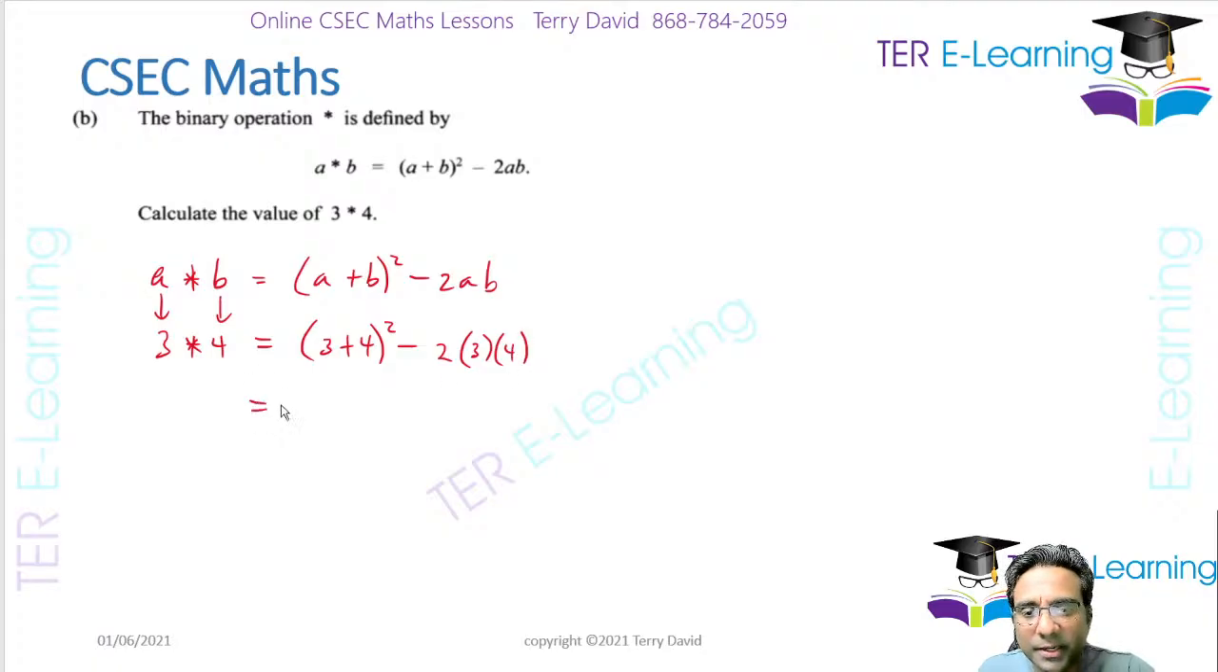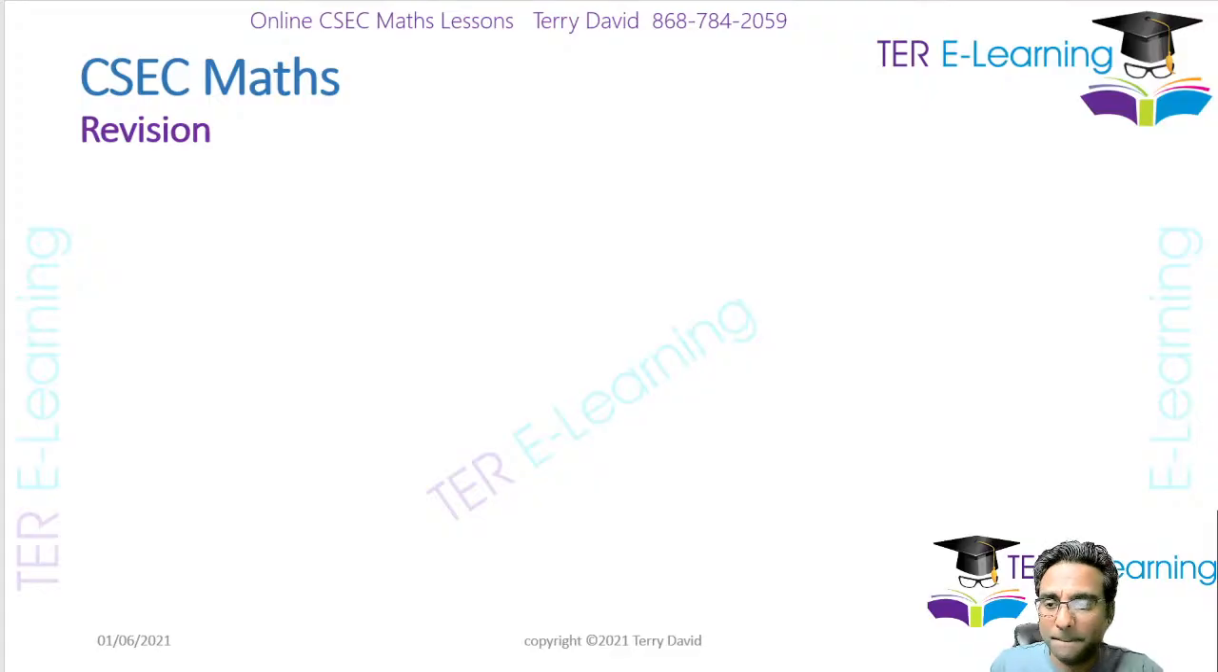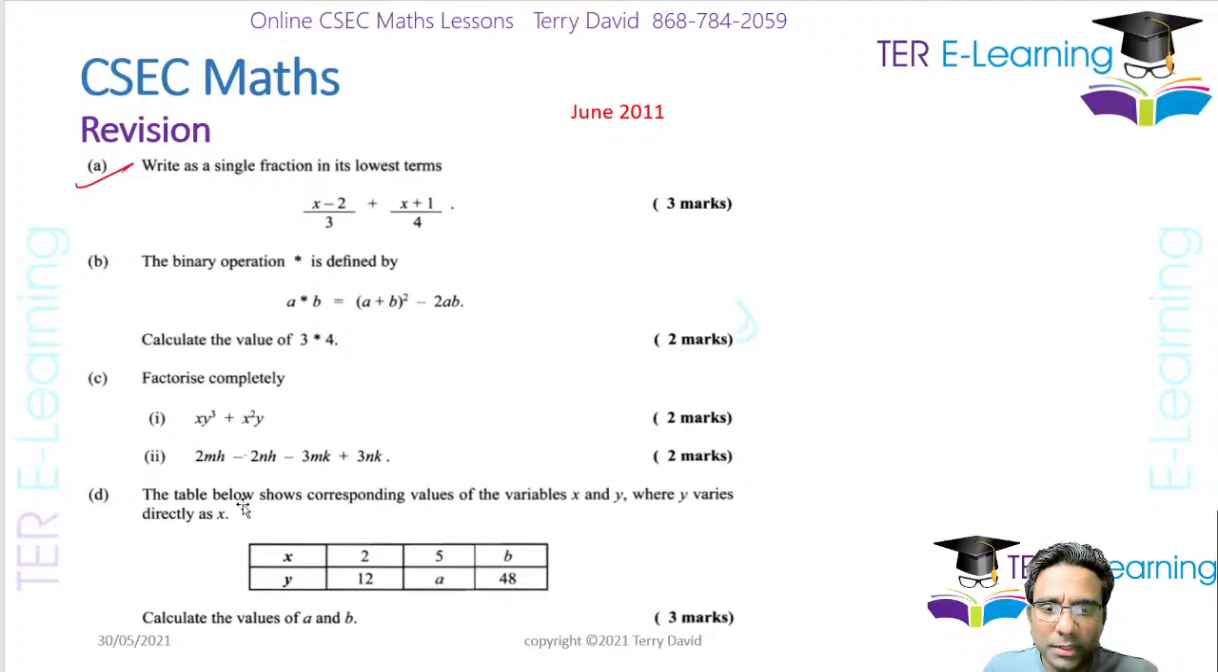So this is going to be 4 and 3 is 7. So this is 7 squared minus 2 3s are 6, 4s are 24. So 7 squared is 49. So it's 49 minus 24. 9 take away 4 is 5. So this is 25, right? So that's my answer there for that one. Next thing we want to do, we have some factorization to do.